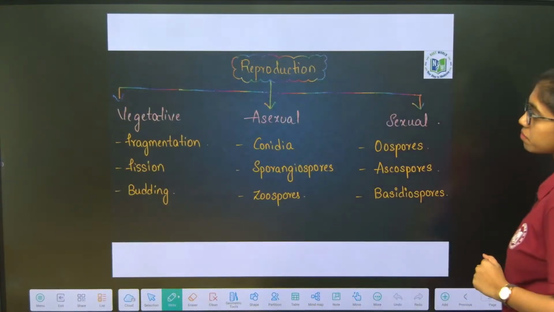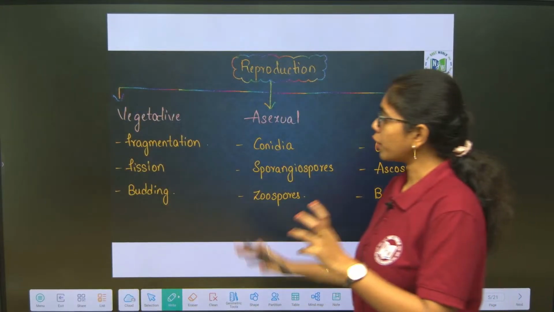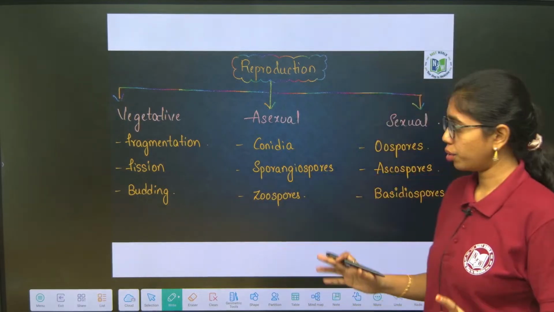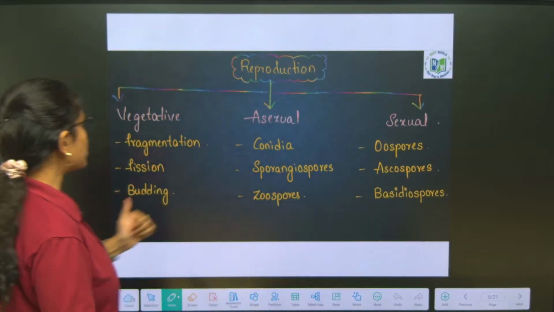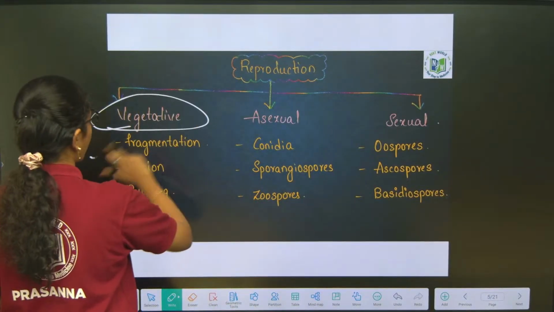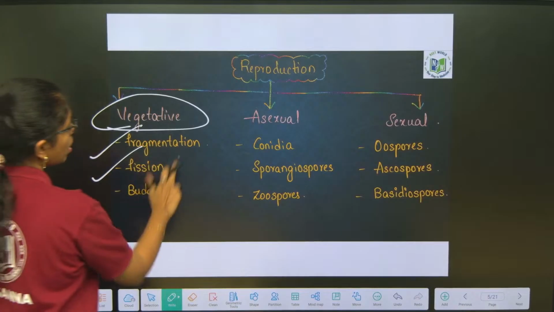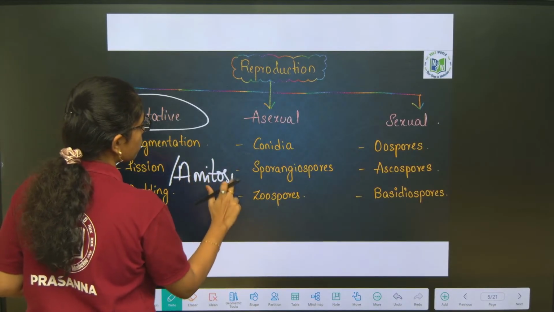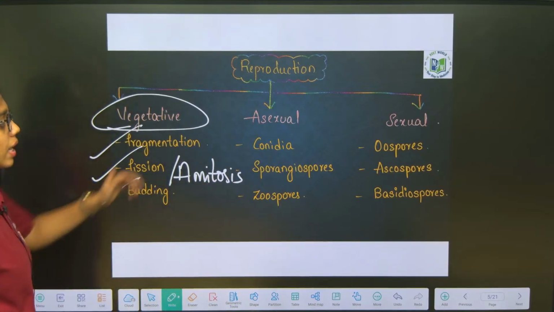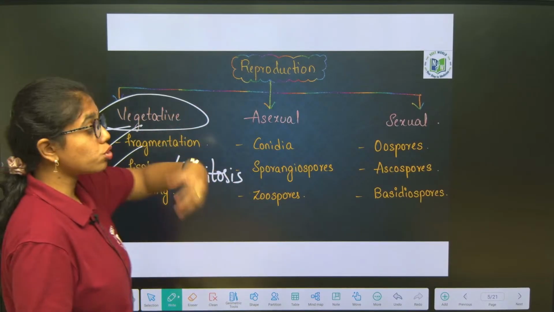Next, reproduction. Let us look into the basic framework of reproduction over here. Vegetative mode, asexual mode and sexual mode. Vegetative mode is of three types: fragmentation, binary fission, which is also called amitosis, and budding.